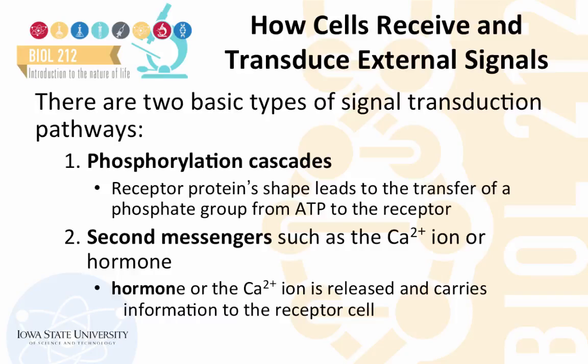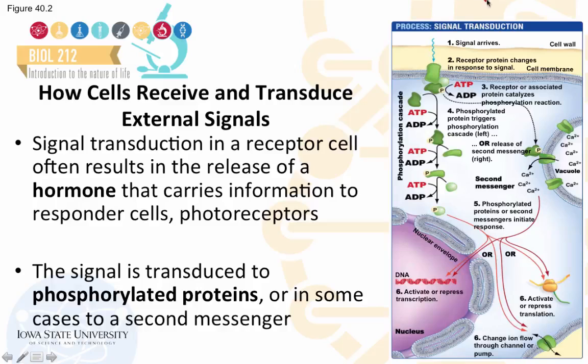There are 2 basic types of signal transduction pathways. The first type includes phosphorylation cascades, in which a change in the shape of the receptor protein leads to the transfer of a phosphate group from ATP to the receptor. Another type includes second messengers such as calcium ions or hormones, which are released and carry information to the receptor cell. So during signal transduction in plant cells, a signal arrives at the cell surface where receptor proteins reside.